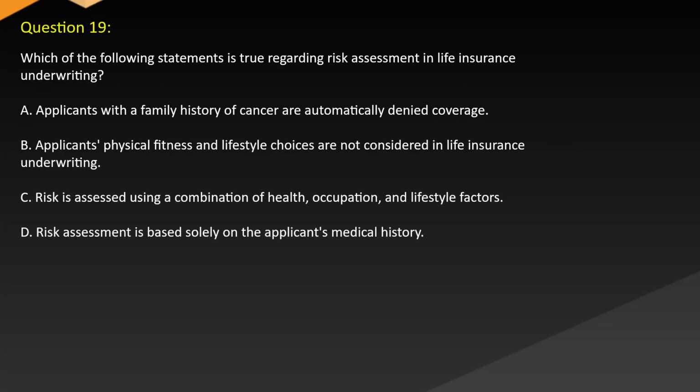Question 19. Which of the following statements is true regarding risk assessment in life insurance underwriting? A. Applicants with a family history of cancer are automatically denied coverage. B. Applicants' physical fitness and lifestyle choices are not considered in life insurance underwriting. C. Risk is assessed using a combination of health, occupation, and lifestyle factors. D. Risk assessment is based solely on the applicant's medical history.